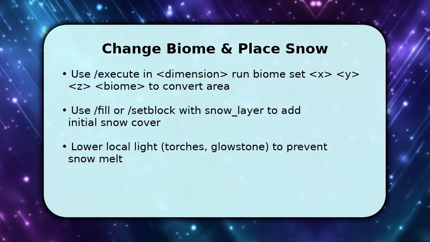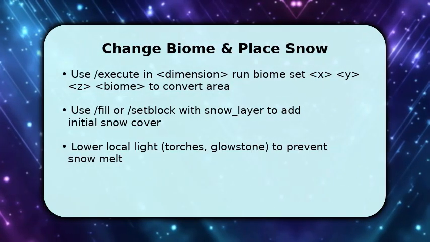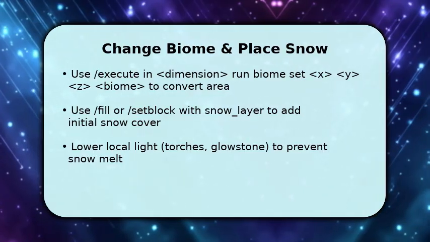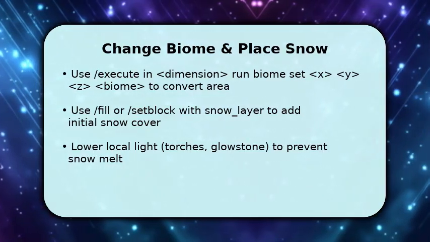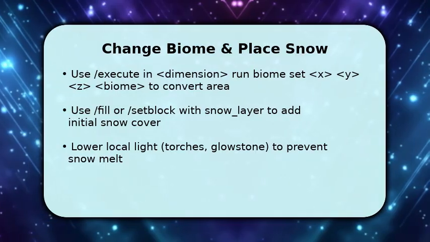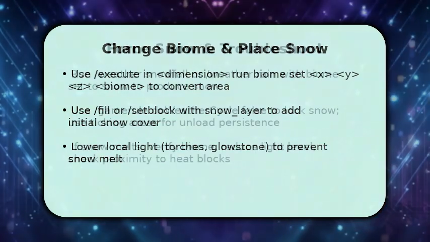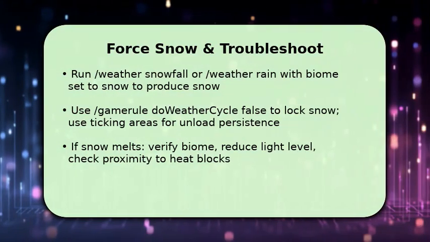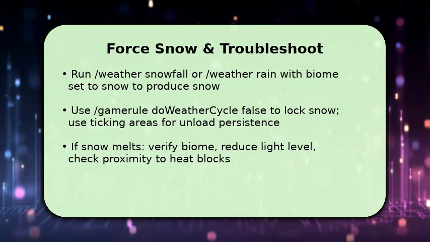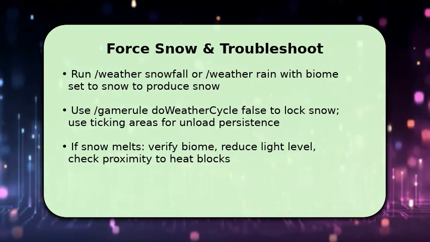Make sure to remove or shield light sources like torches and glowstone because high light levels will melt layers. Once the biome and blocks are set, you can finish by forcing snow. Run /weather rain or use /weather thunder after you've set the biome, and the game will produce snow in snowy biomes.